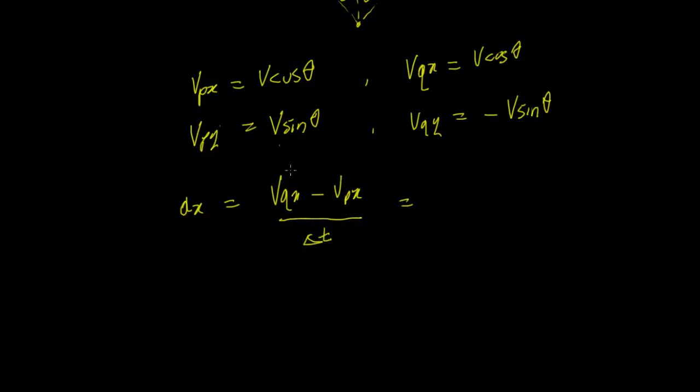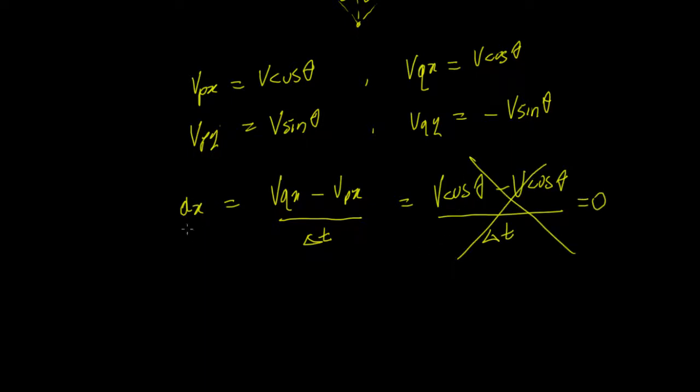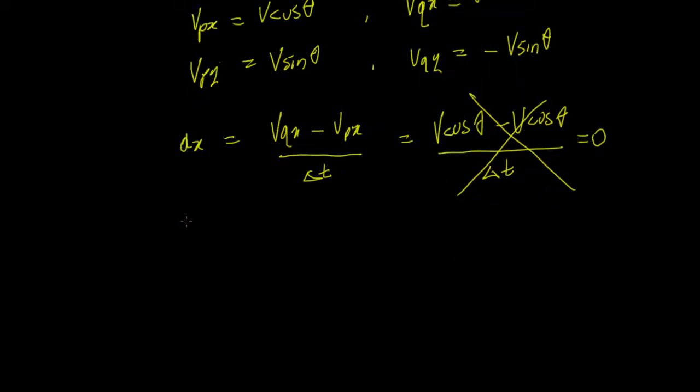So that's just going to equal, it's going to be v cos theta minus v cos theta all upon delta t. Well, that just equals 0, okay, so there's no acceleration in the x direction. But now we'll look at the y direction.